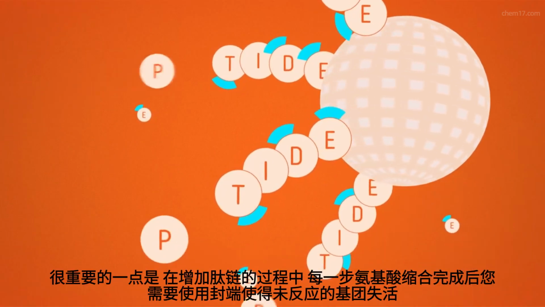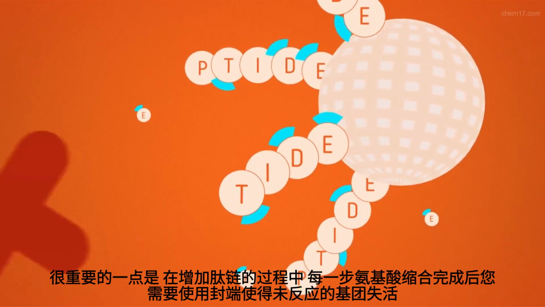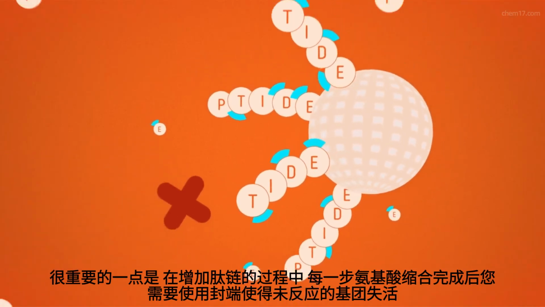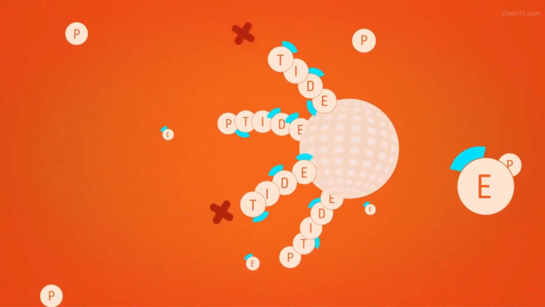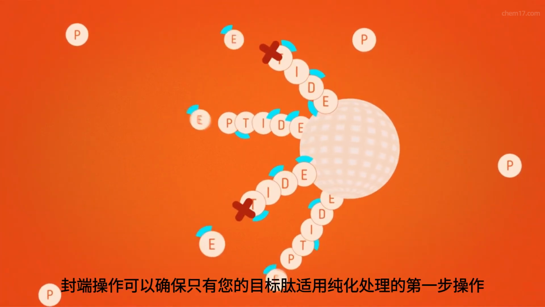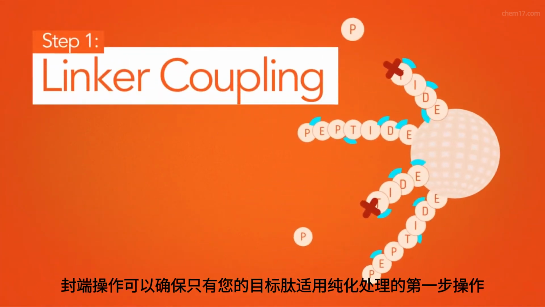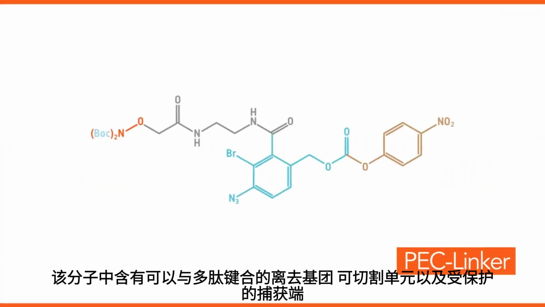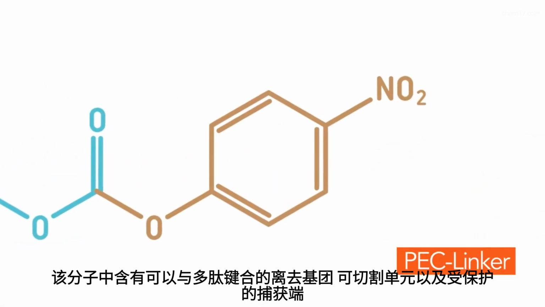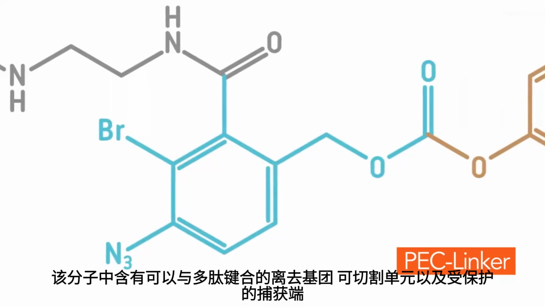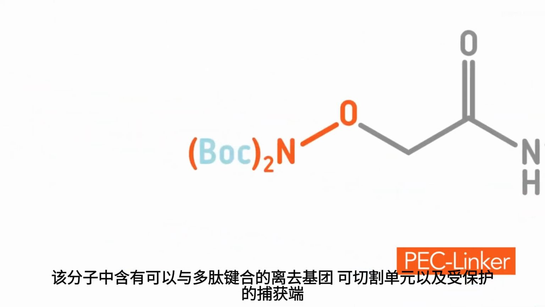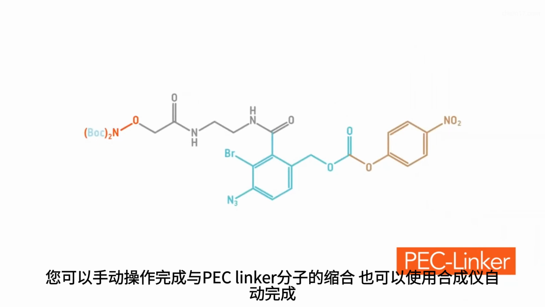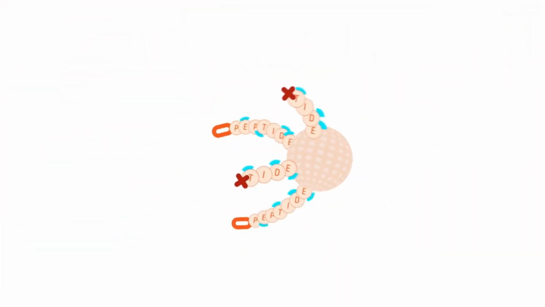Very important, you need to cap after each amino acid coupling to deactivate unreacted sites on your growing chain. Capping ensures that only your target peptide sequence is ready for step 1 of the purification process, the coupling of our reductively cleavable PEC purification linker that contains a leaving group for binding to the peptide, a cleavable unit, and a protected catch tag. You can couple the PEC linker manually or automate it on the synthesizer.